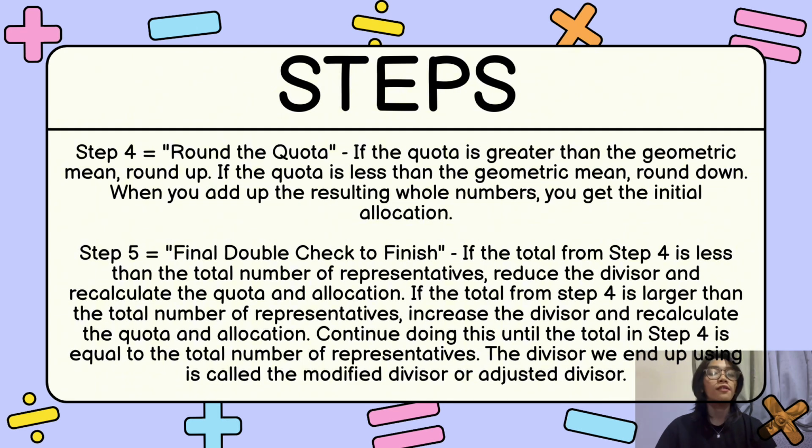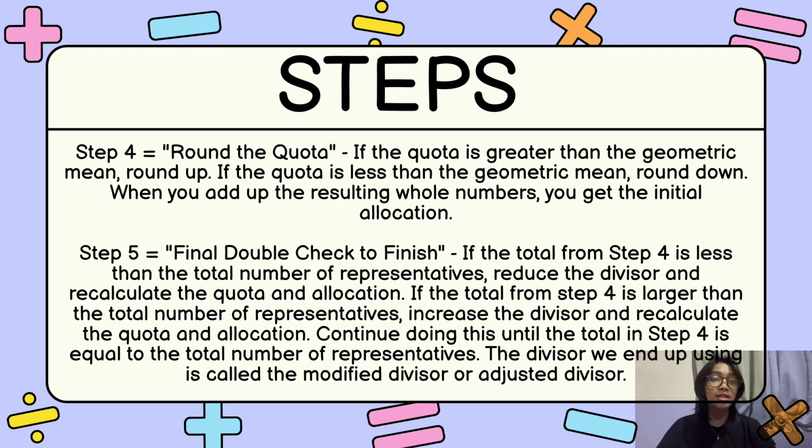Step 5. Final double check to finish. If the total from step 4 is less than the total number of representatives, reduce the divisor and recalculate the quota and allocation. If the total from step 4 is larger than the total number of representatives, increase the divisor and recalculate the quota and allocation.